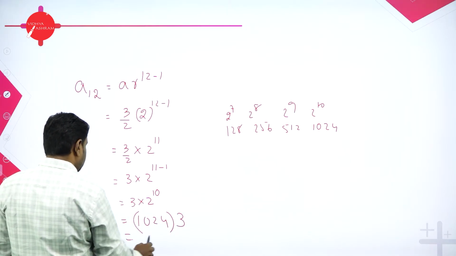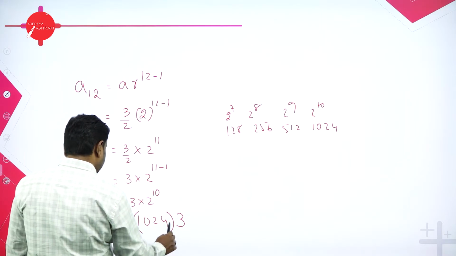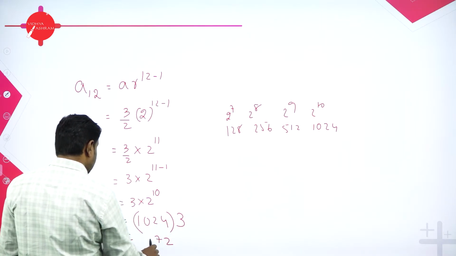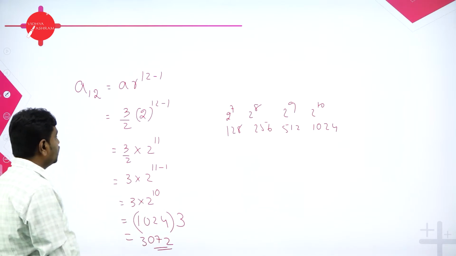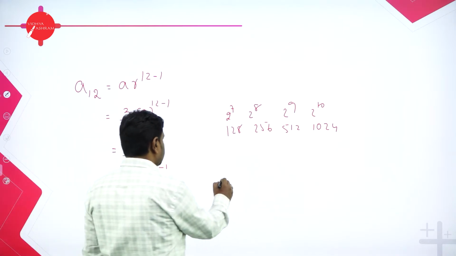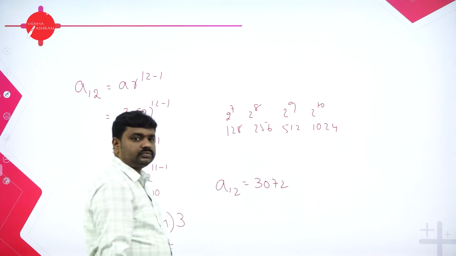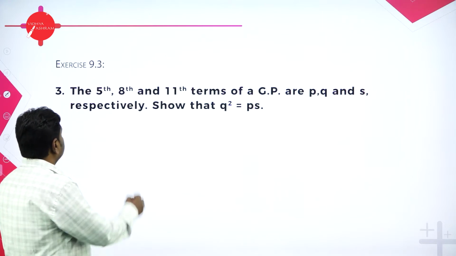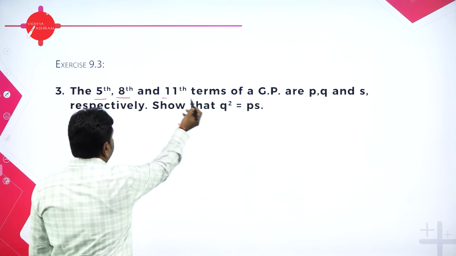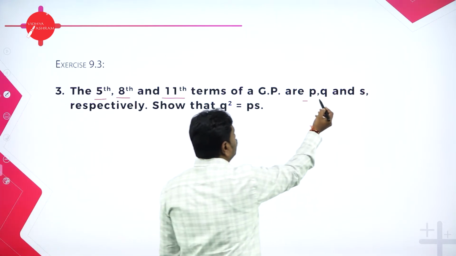3 into 4 is 12, 1, 3 2s are 6 plus 1, 7. So 0, 3. So 3072 is the 12th term. What is the 12th term? 3072. Direct problem.